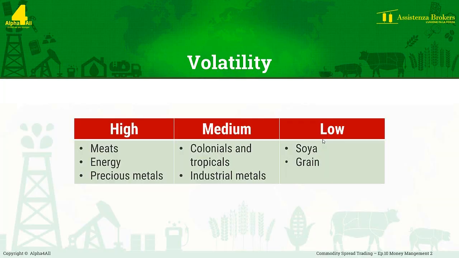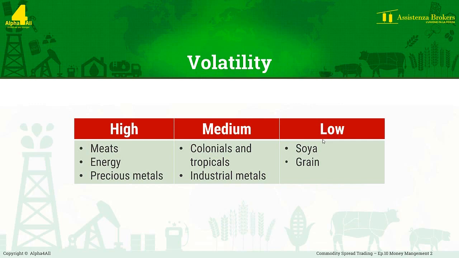This table shows us which of the commodities we use for intramarket spread trading are the most volatile. As you can see, the soft commodities like soya and grain tend, in general (now remember, there can always be an exception to the rule), to have lower volatility compared to that of the other raw materials, whilst the higher value hard commodities such as precious metals and energy display greater volatility.